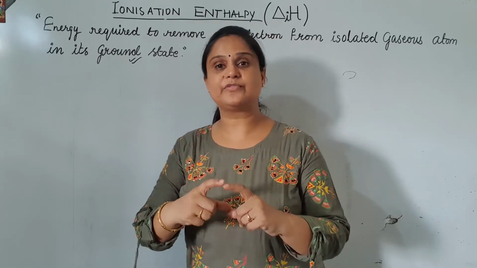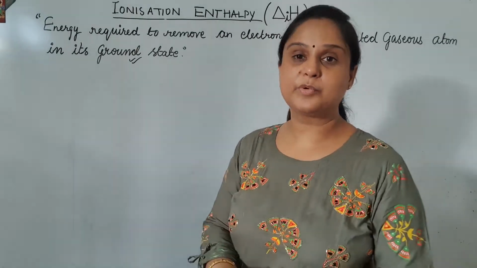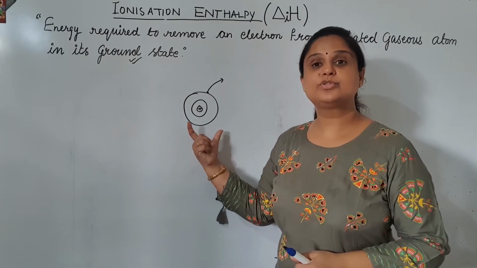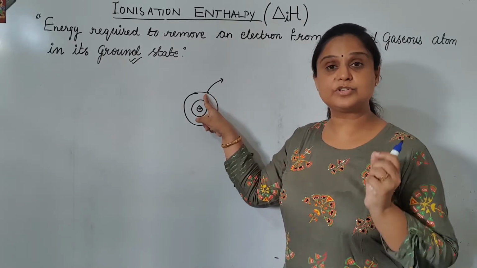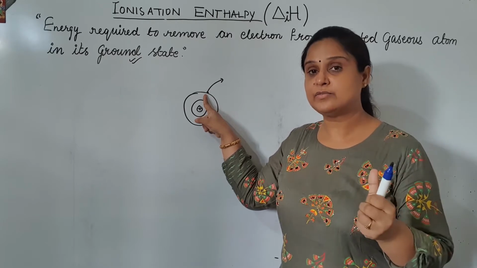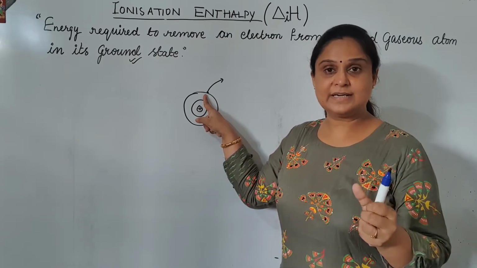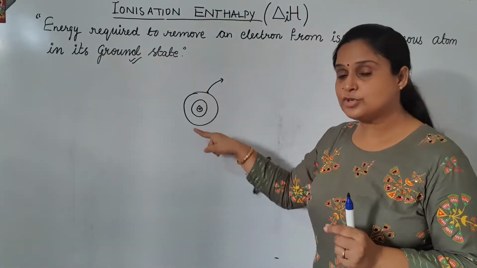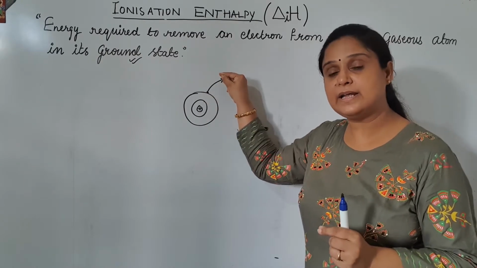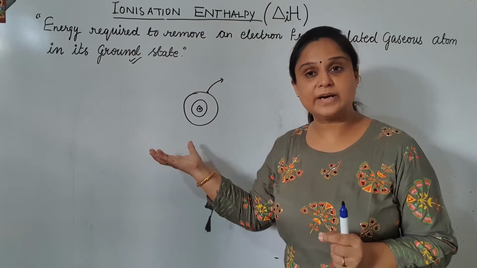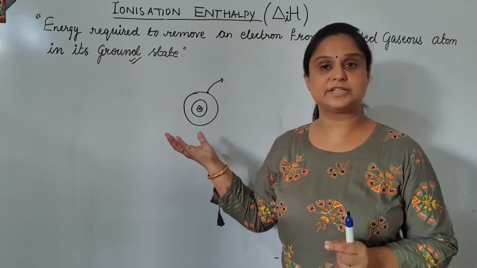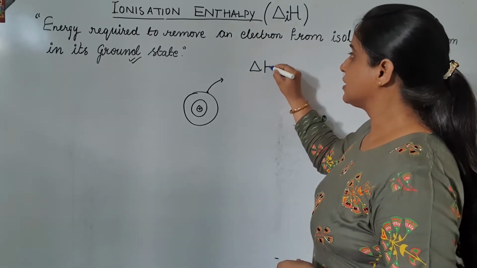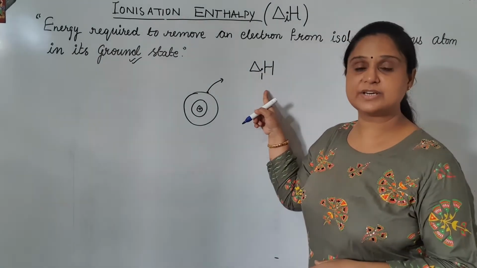So if this kind of atom is available and we are removing the electron from it, the energy required to remove an electron from the outermost shell of that atom, isolated, in ground state, and gaseous, is known as ionization enthalpy, and it is always symbolized as delta Hi.